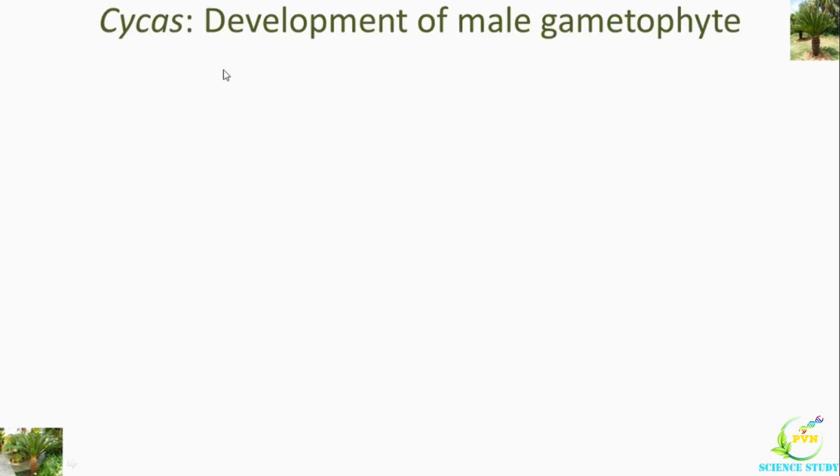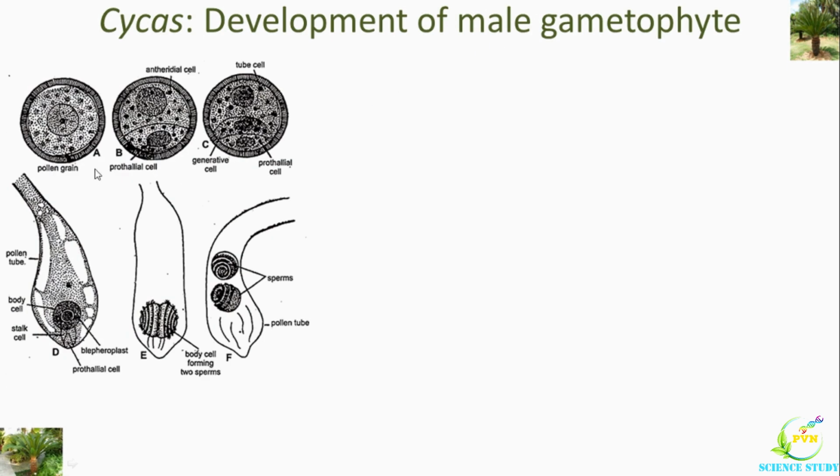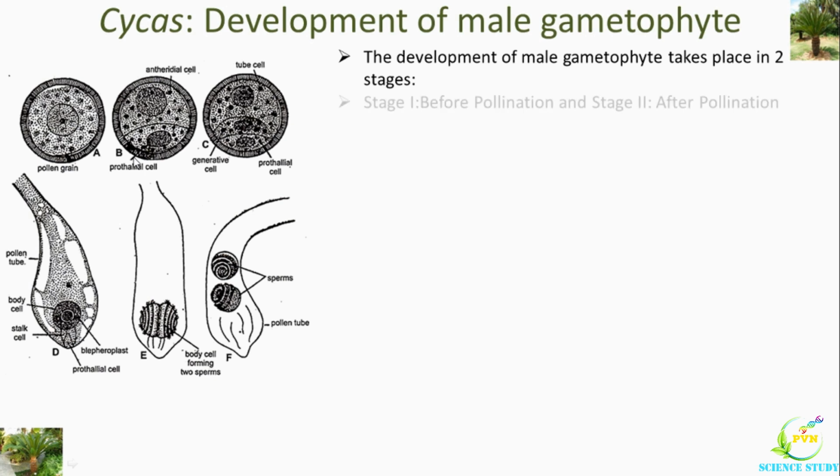Now we will study the development of the male gametophyte of Cycas. So these are the stages of the development of the male gametophyte of Cycas. The development of the male gametophyte takes place in two stages. Stage 1 takes place before pollination and stage 2 after pollination. So A, B as well as C are the stages before pollination, and the further development, that is D, E and F, is after pollination.